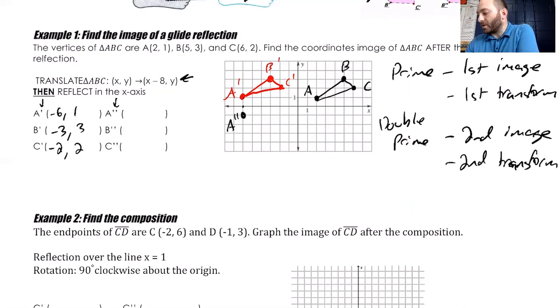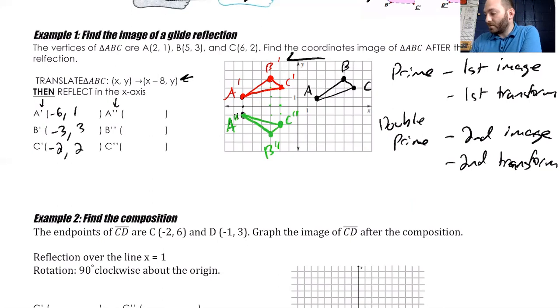And I wanna do a different color here. So A double prime. B is gonna go 1, 2, 3 spaces down, so I'm gonna go 1, 2, 3 spaces down. And then C is gonna go 1, 2 down, so 1, 2 down from there. So there's my double prime for everything. And that's it, okay? So that is going to be my glide reflection.